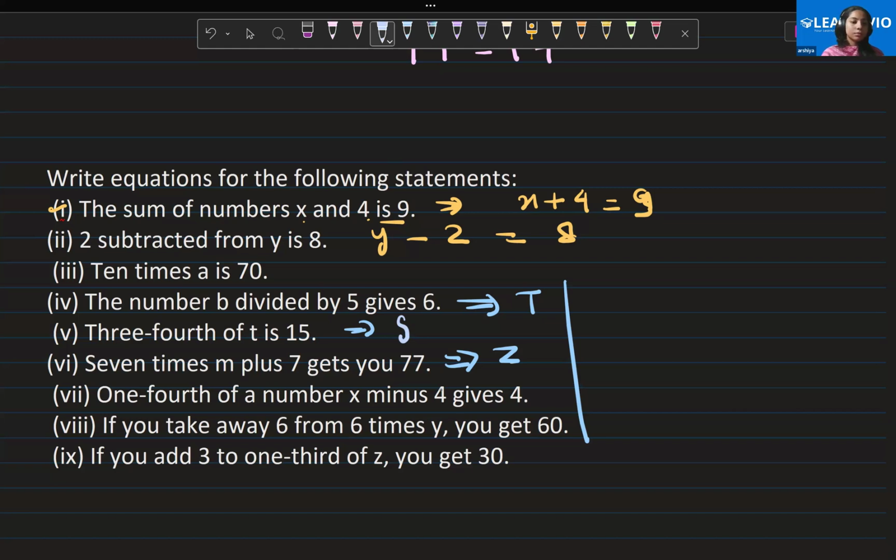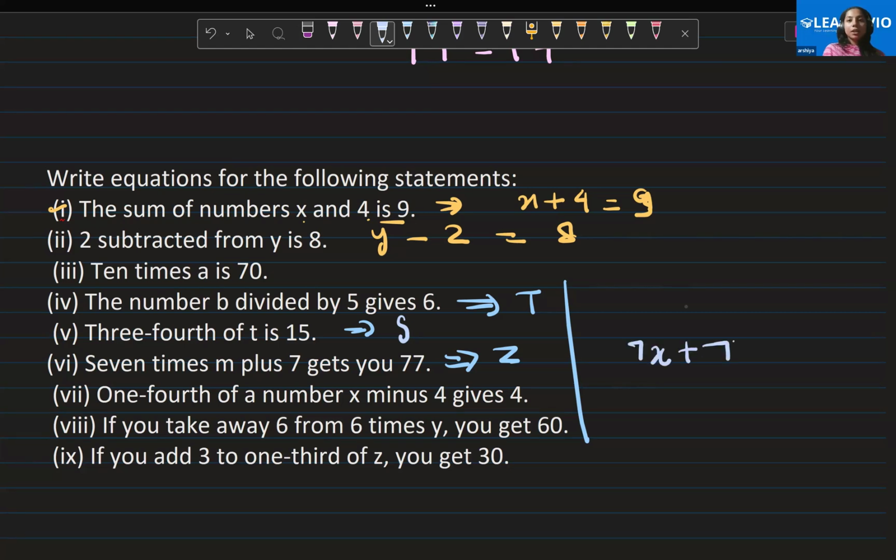Done, ma'am. Who said done? Zainab, was it you? Yes. Should I say the answer? Okay, how much is your answer? 7 into m plus 7 equals 77.